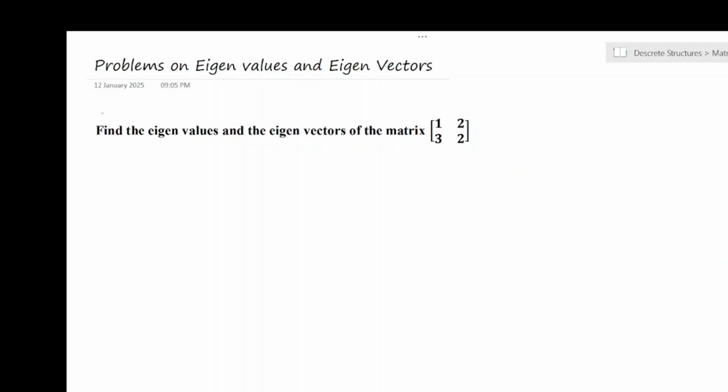Hello everyone. Today we are going to solve one of the very important questions from the eigenvalues and eigenvector chapter. Eigenvalues and eigenvectors we need to find out, and we are given a matrix of 2 cross 2. Whenever we get this kind of question, first we need to know what a characteristic equation is.